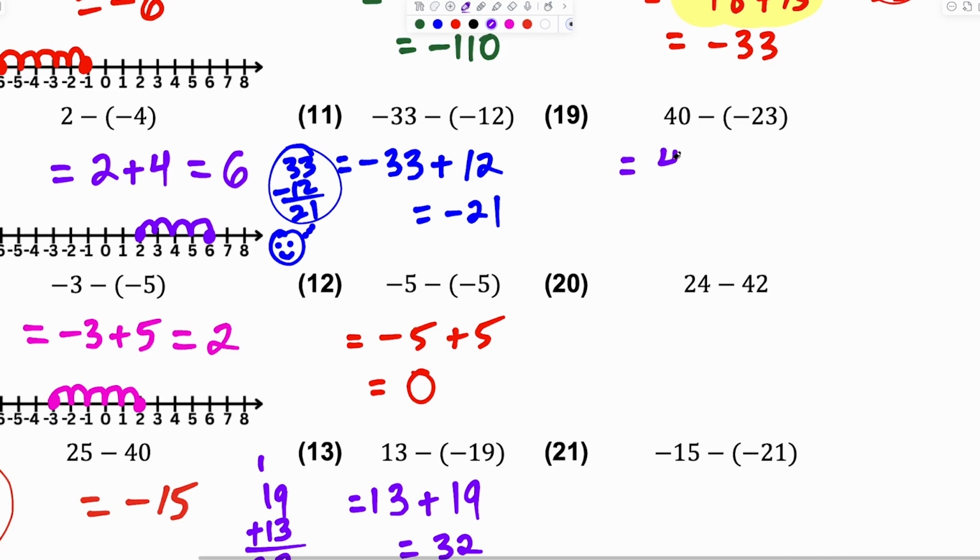So question 19, we have 40 minus negative 23. So we could write 40 plus 23 because we have minus minus going to plus. And now we just add these two numbers together. 40 plus 23 is equal to 63.